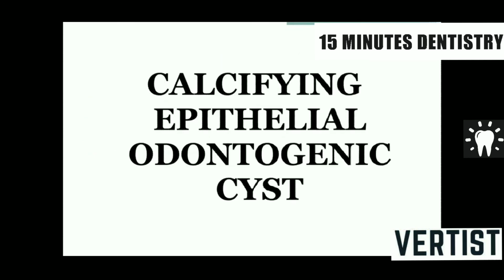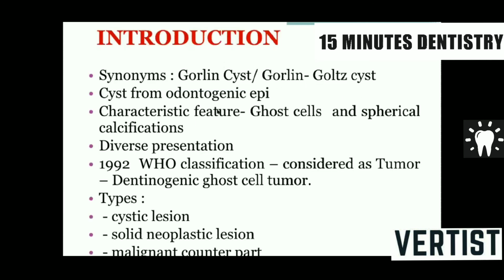Next cyst is calcifying epithelial odontogenic cyst. This is a developmental cyst again, but it is a very less common type of cyst found in jawbones. But still, there are ghost cells found in this cyst, so they are very popular cells for everybody, for students as well as teachers. So we must know what these ghost cells are. In the terminology itself, it is mentioned that it is a calcifying cyst. So there must be calcification seen in the cyst. That's why it is called calcifying epithelial odontogenic cyst. It is also known as Gorlin cyst or Gorlin-Gault cyst.